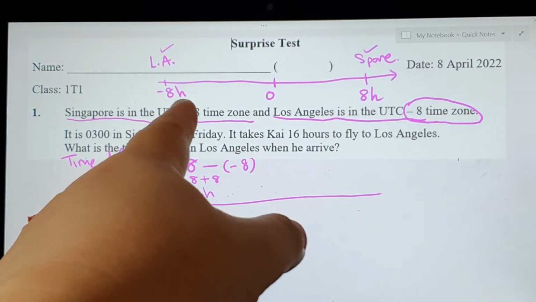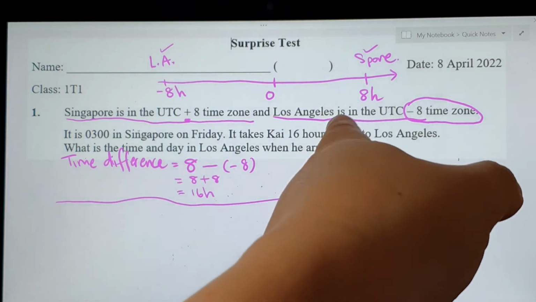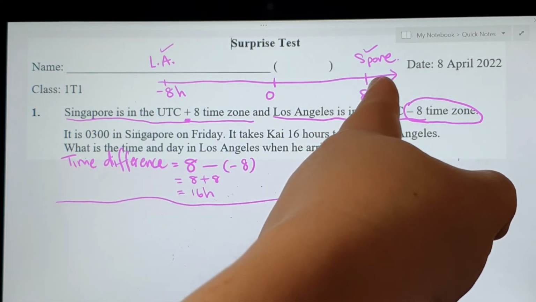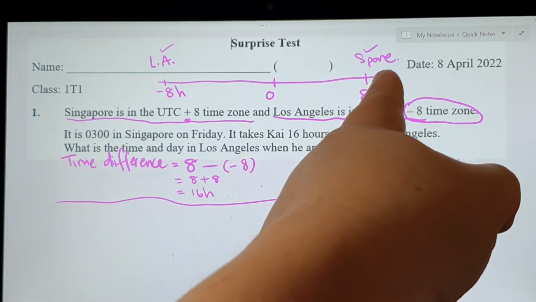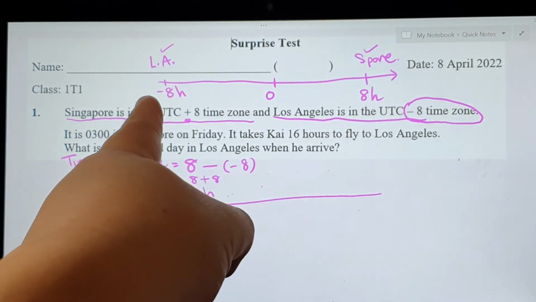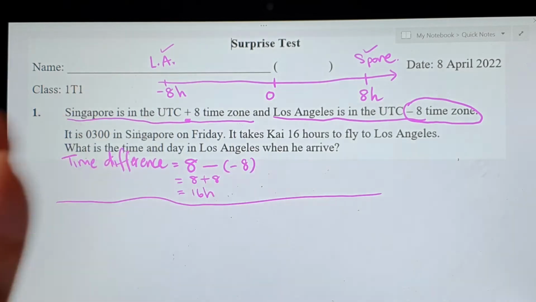Okay, so if it's like 4 o'clock in Singapore, which is 1600 hours, right? It'll be 12 midnight in LA. Okay, so that's what it means.